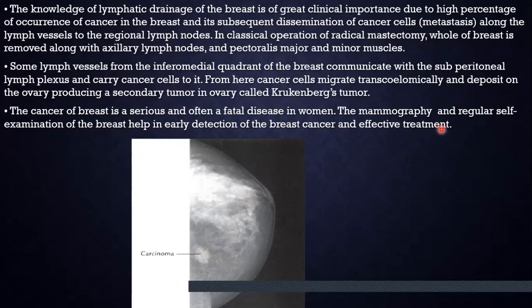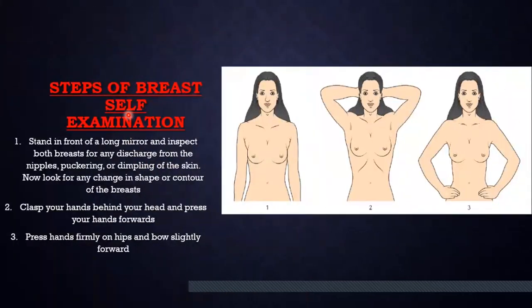Now let's look at how you will carry out the regular self-examination of the breast. This is important. It can help you a lot. There are 6 steps of breast self-examination. The first step: stand in front of a long mirror and inspect both breasts for any discharge from the nipples. We also look for puckering and dimpling of the skin, and for any change in shape or contour of the breast.